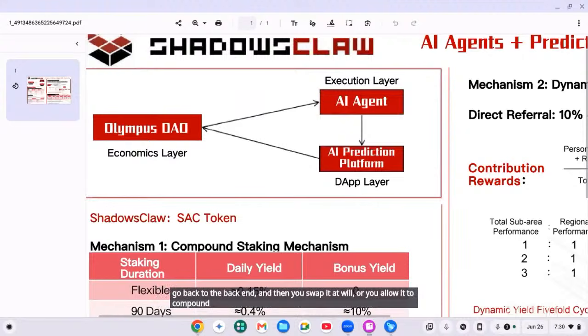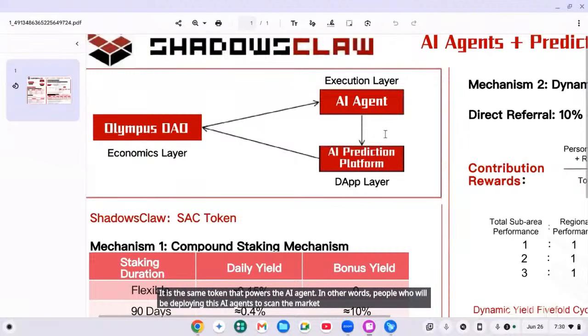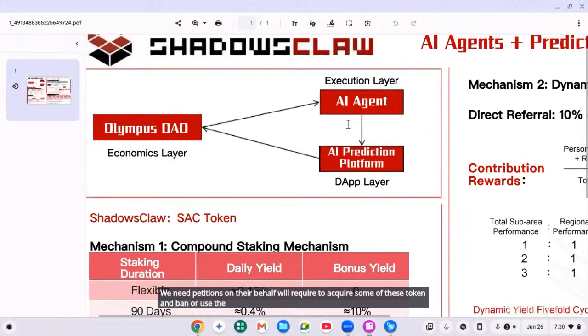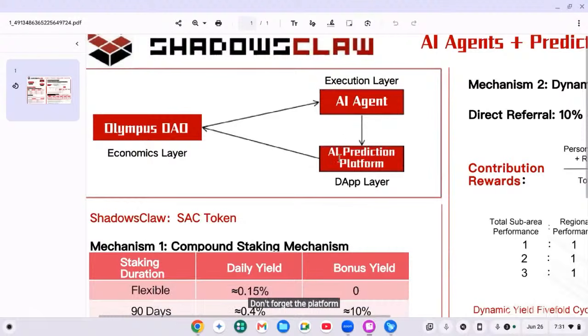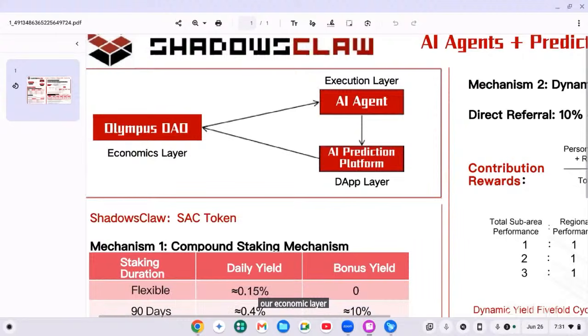It is the same token that powers the AI agent. In other words, people who will be deploying this AI agent to scan the market and make predictions on their behalf and winning predictions on their behalf will require to acquire some of these tokens and burn or use the token as a service, as a medium of paying this bot to go and work for them to generate money. While they trade on this platform, don't forget the platform itself also generates revenue, and that revenue pushes back into our economic layer. And then at that point, the treasury takes over the funds to make it available to you.